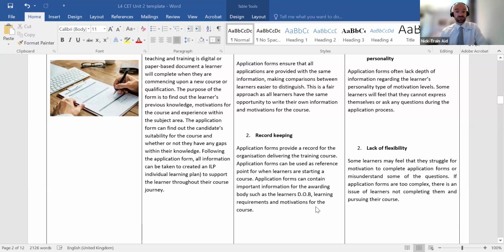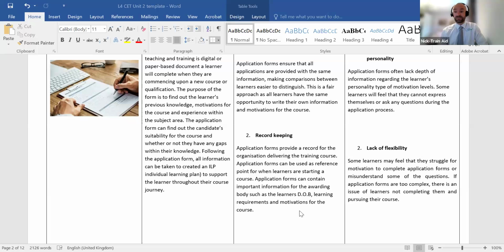They're also very good for records. It's actually proof that an initial assessment has taken place. So by keeping records, it's also a reference point as well, for the qualifications that the learner has started. It's a great reference point. So throughout your course, you can have a look back at the application form to see how far the learner has come from the start of their journey as well.